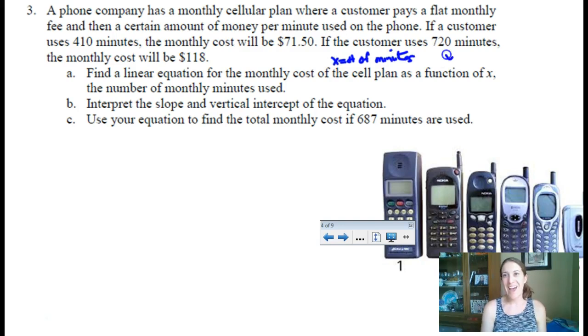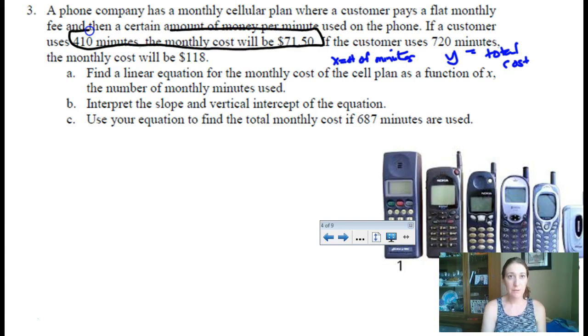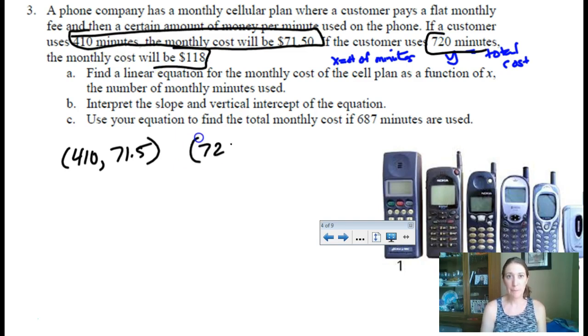And then we'll say y, it doesn't really matter, to be the total cost. So we're going to have to set up our information that we have as data points. So 410 minutes, cost is $71.50. So right there is an ordered pair of (410, 71.5), that's good enough. And then the next ordered pair is 720 minutes, the cost is 118. All right, we got two ordered pairs. Looks familiar, right? I know they're not great, but guess what? The real world, it's not great.